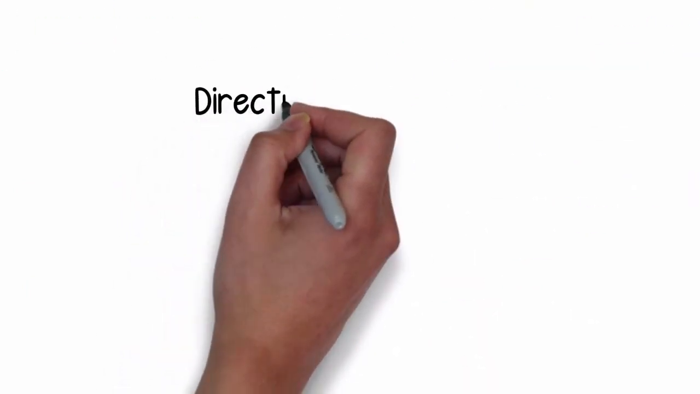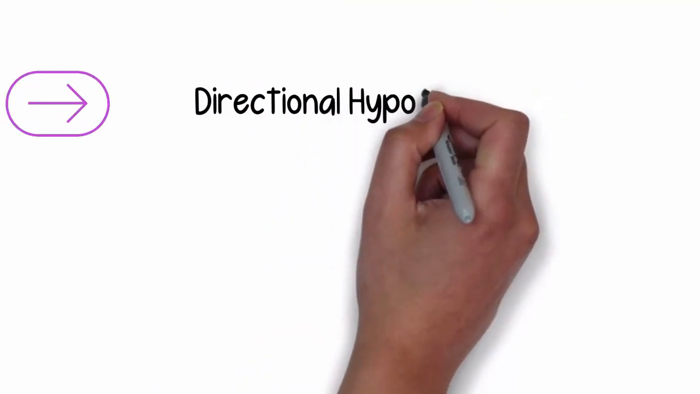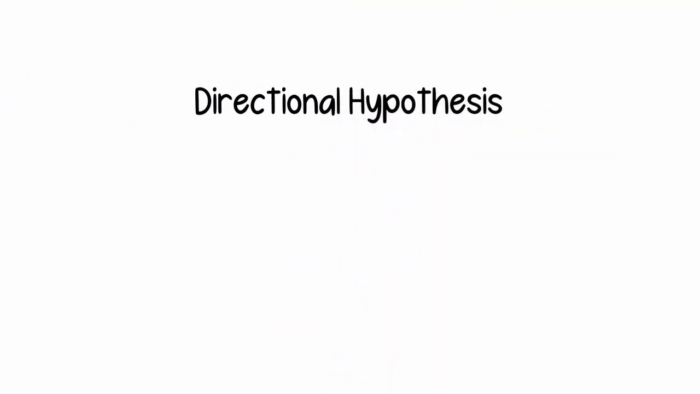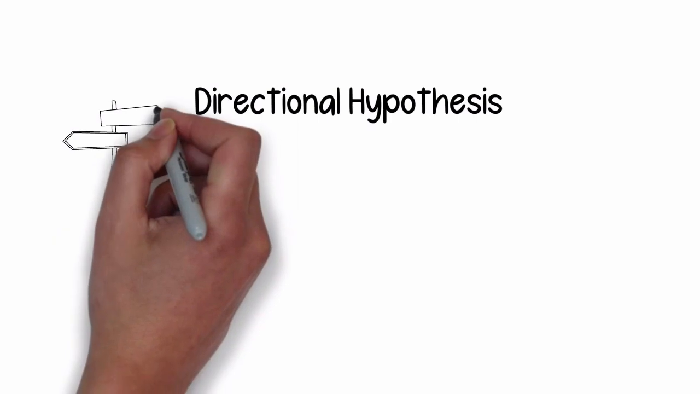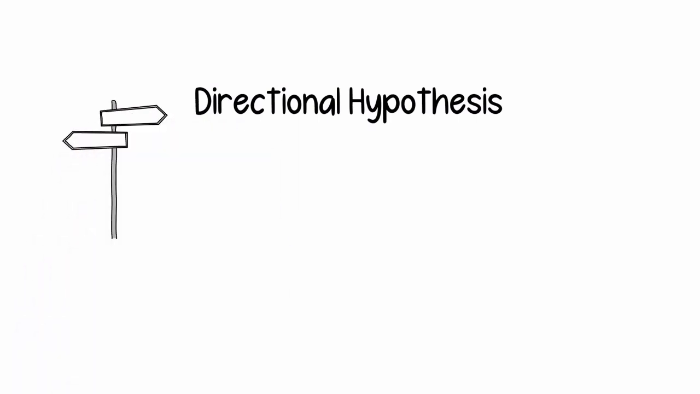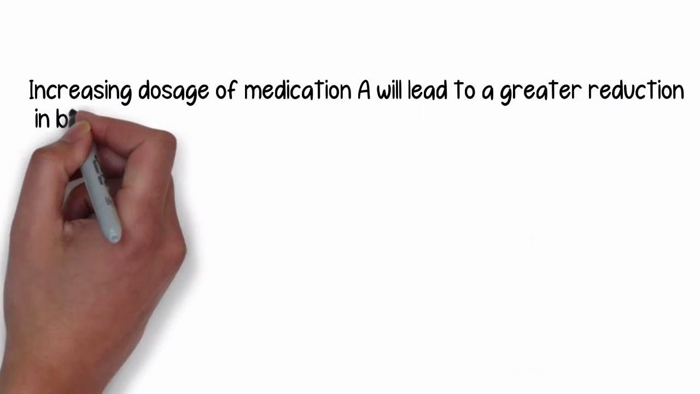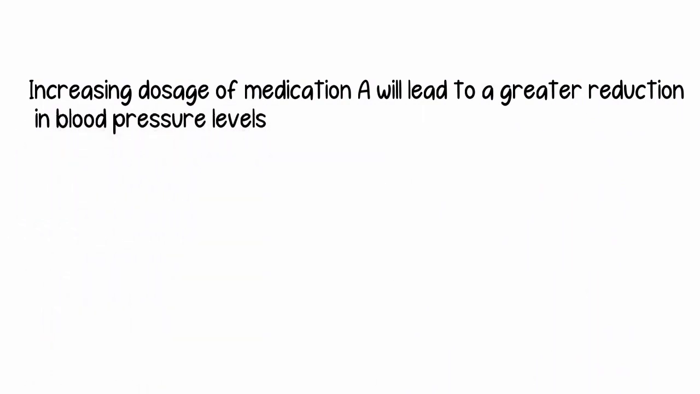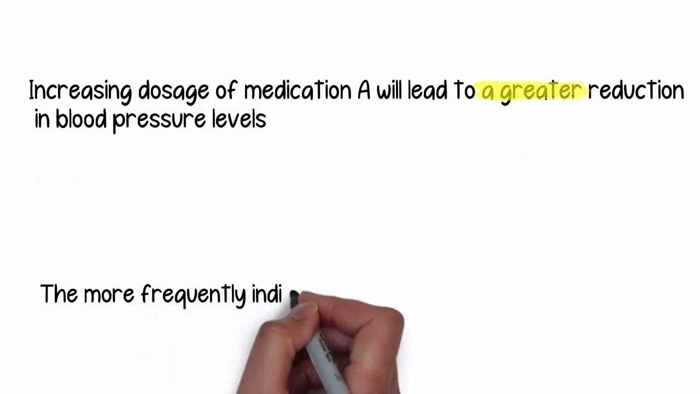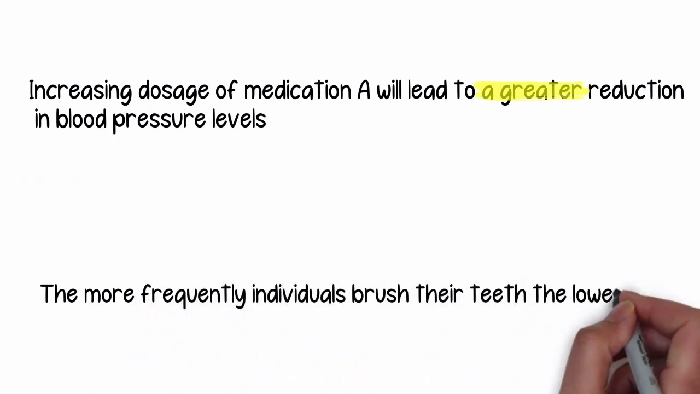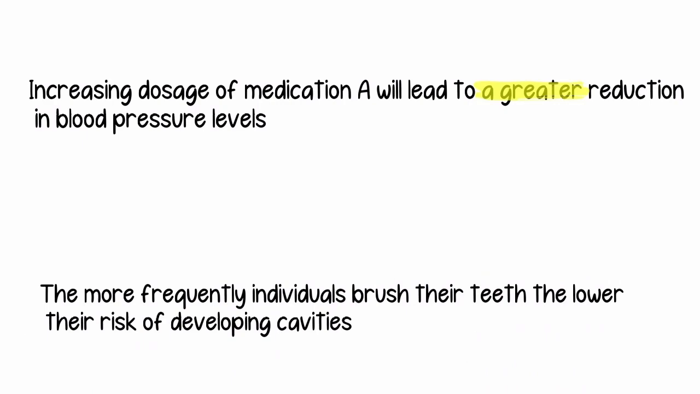Directional hypothesis. This hypothesis predicts the direction of the relationship or difference between variables. It specifies whether the effect will be positive, an increase, or negative, a decrease. For example, increasing dosage of medication A will lead to a greater reduction in blood pressure levels. See also this one: the more frequently individuals brush their teeth, the lower their risk of developing cavities.